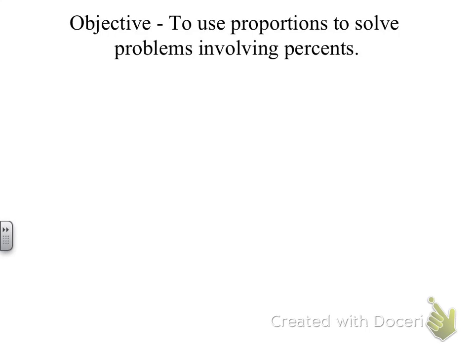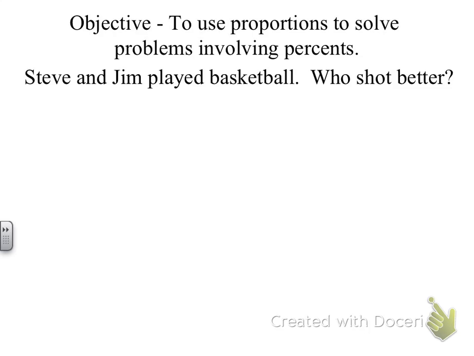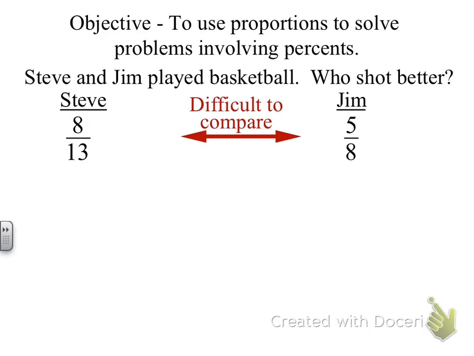Okay, this is section 6-6, using proportions to solve percent problems, percent word problems. All right, so Steve and Jim played basketball. Who shot better? If Steve shoots 8 out of 13 and Jim shoots 5 out of 8, that makes this difficult to compare. So we can set it up as a proportion and set it up equal to a percent over 100.